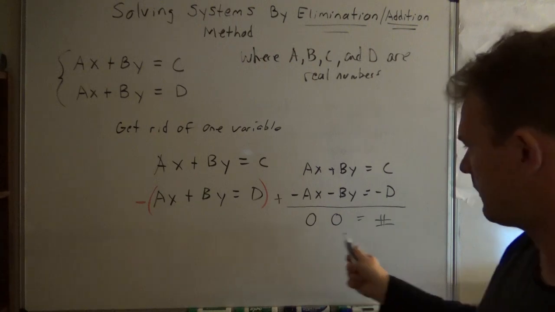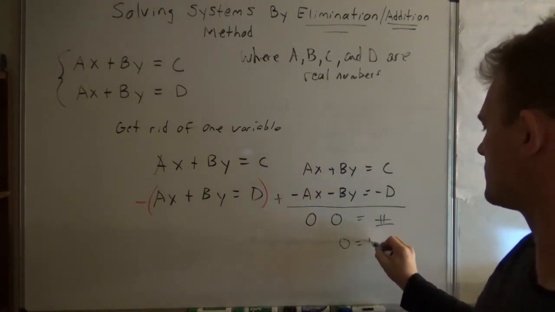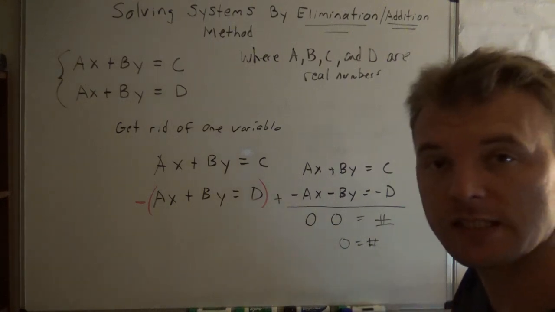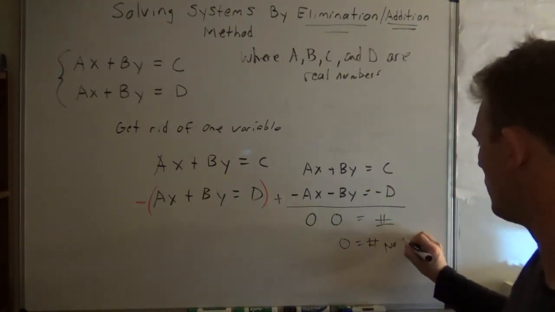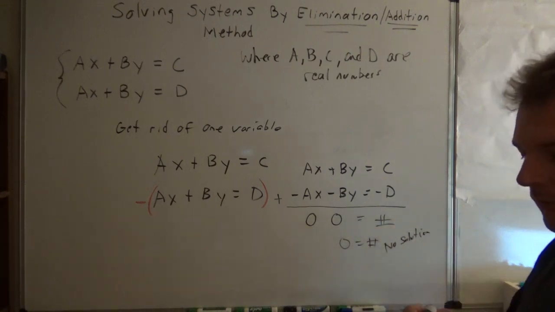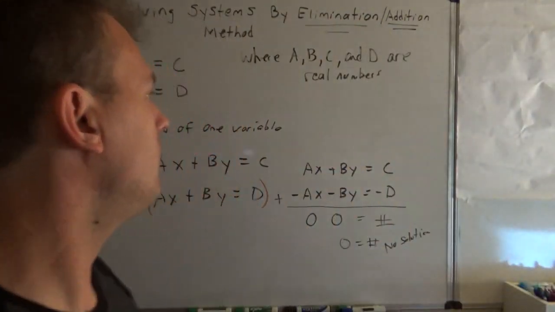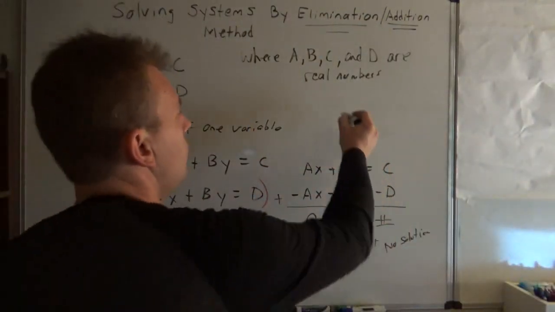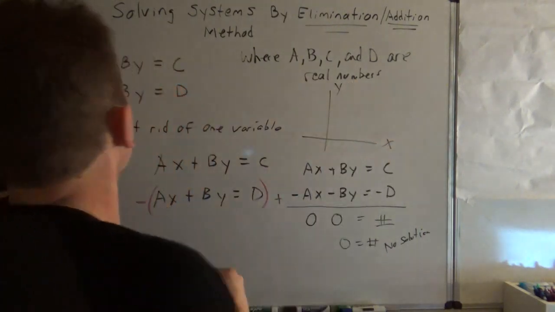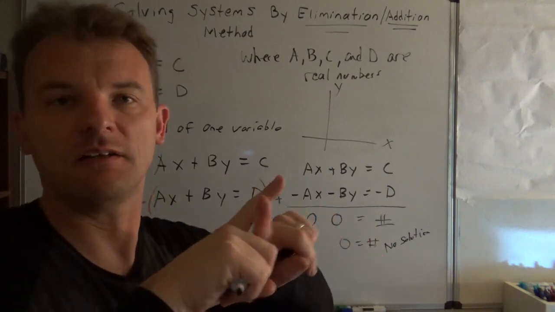Sometimes you will get 0 equals a number. Sometimes you will get that. That means there's no solution to this. It's kind of saying that you're dealing with a y and an x axis, and the lines don't cross, they don't intersect to find a solution.